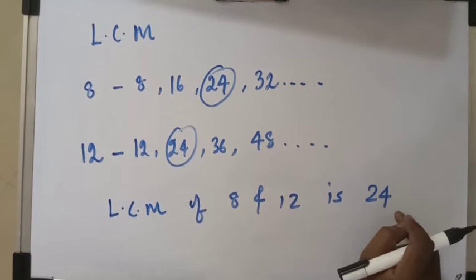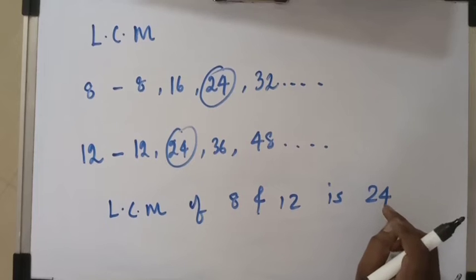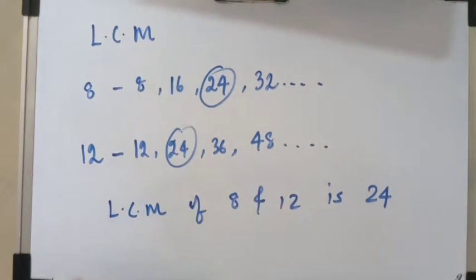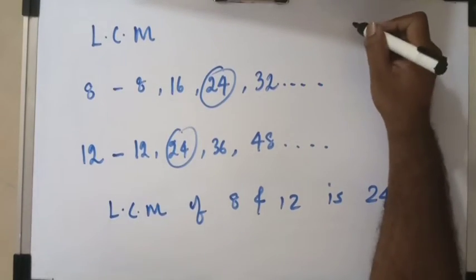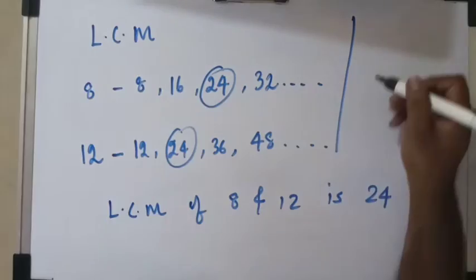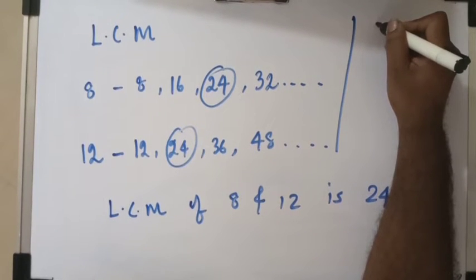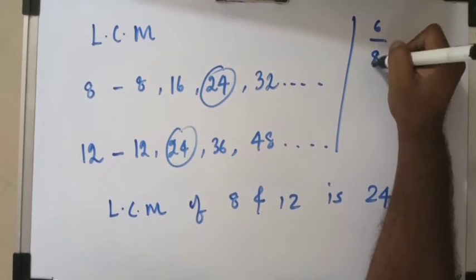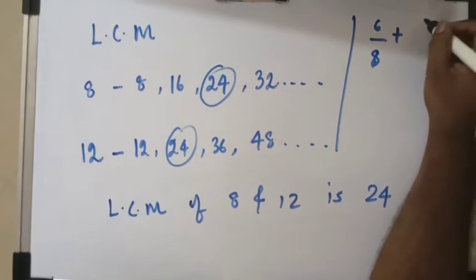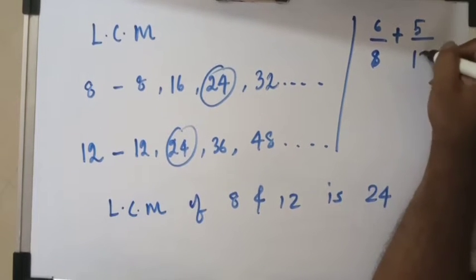So 24 is the lowest number. Okay, so now you'll be asking me, how will the least common multiple help me? You know that this will help you solve fraction sums. Say there is a fraction 6 upon 8, and I have added this to 5 upon 12.